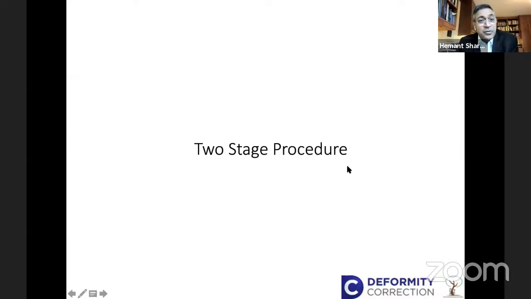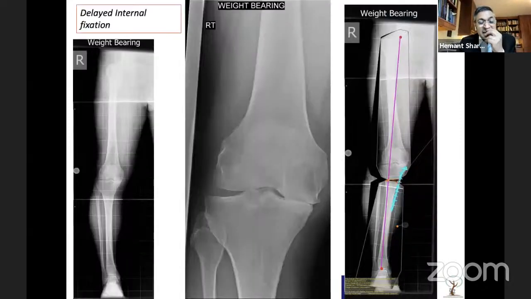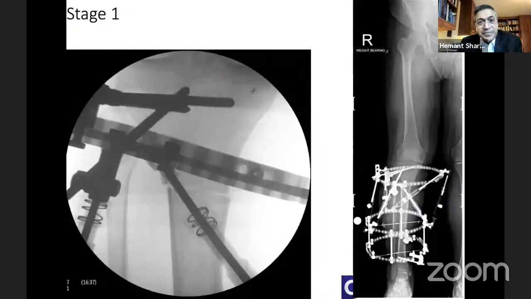This is an example of a two-stage procedure and how to do it. So this is again a young patient, he's a 40-year-old with medial compartment OA. We wanted to do an HTO, but because of his job, he can't take a lot of time off. So we decided on a two-stage procedure.